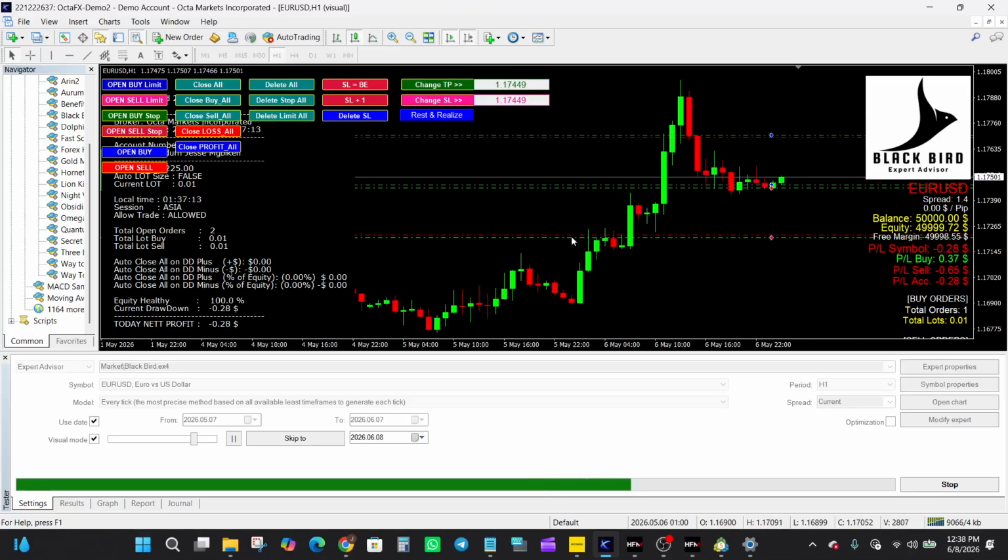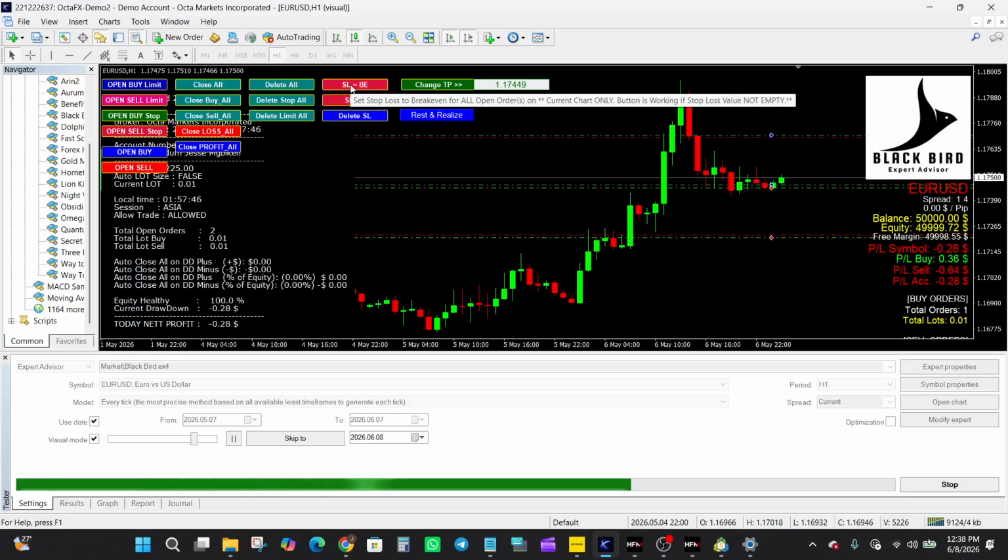All right. So here, interpreting the dashboard that we have here, we can see all those buttons displayed by the Blackbird Expert Advisor to open buy limit, open sell limit, open buy stop, open sell stop, to open buy trade, open sell, then also to close all, to close buy all, close sell all. That is to close all the buy orders, close all the sell orders. Then this to close all the losses, right? This one's to close the profits. Then these are delete all pending orders. Then this one delete stop all, delete limit all.